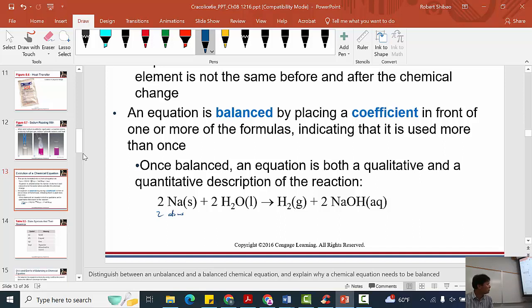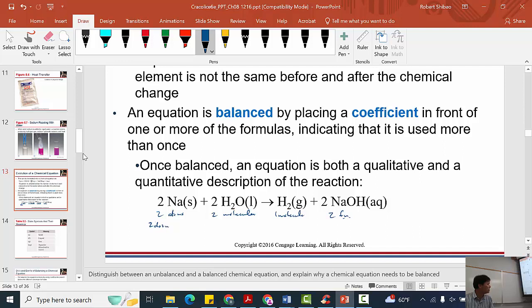This would be two molecules of water. This would be one molecule of hydrogen, and this would be two formula units of sodium hydroxide. Now, we could do it by atoms and molecules, that is individual particles, or we could do it by dozen. So we could just say this is 2 dozen.